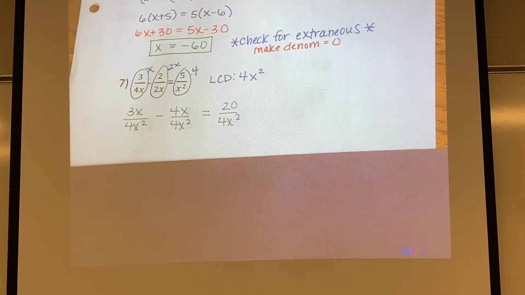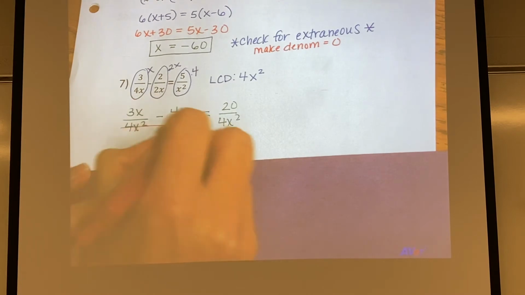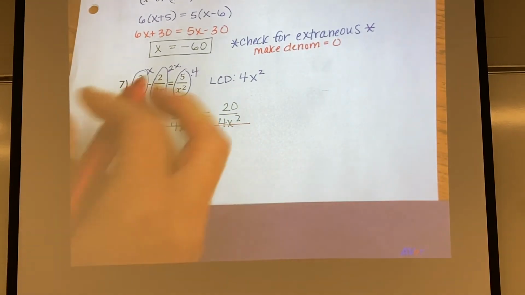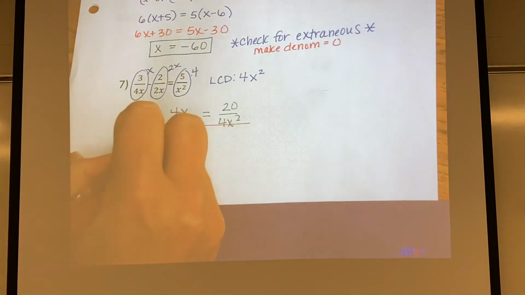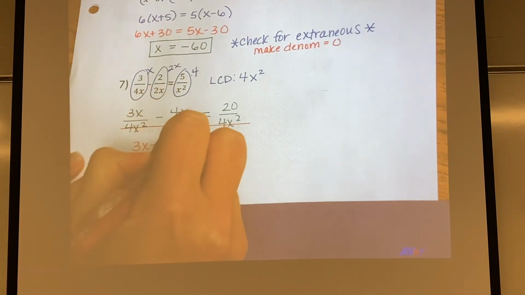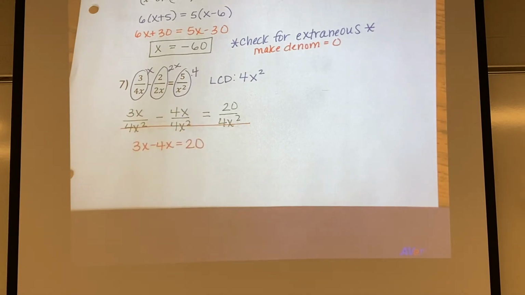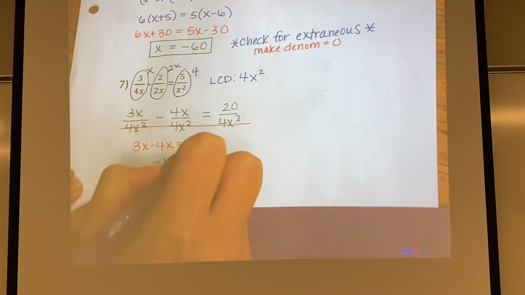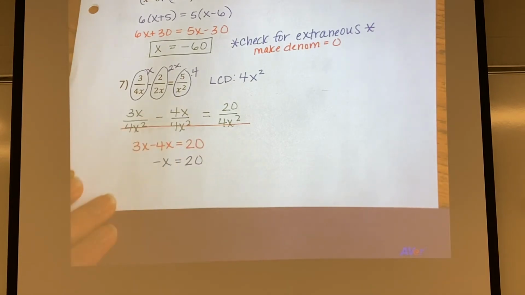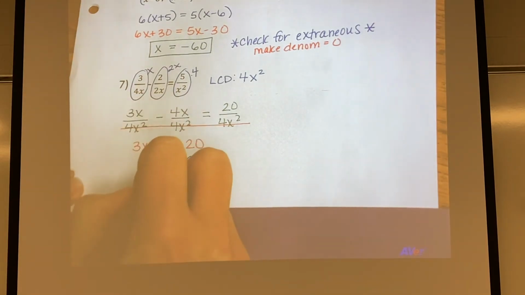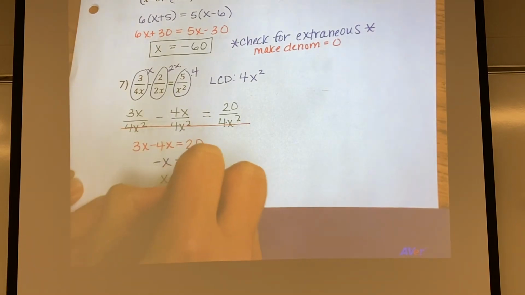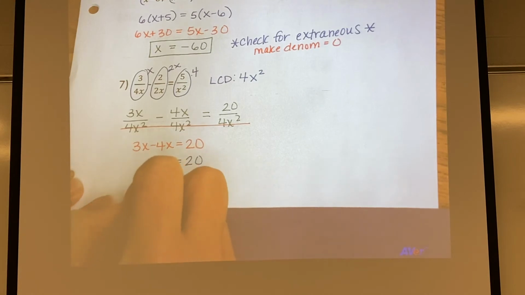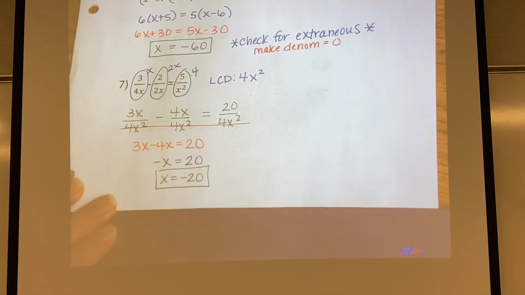When they are the same, we don't care about them anymore, so you can get rid of them. So really the equation that we have here is simply our numerators. 3x minus 4x equals 20. 3x minus 4x is of course negative x. So negative x equals 20, and we'd have to divide both sides by negative 1 to get x equals negative 20. We want to double check to see if it would make any of our denominators 0, and negative 20 would not, so that is an acceptable answer.